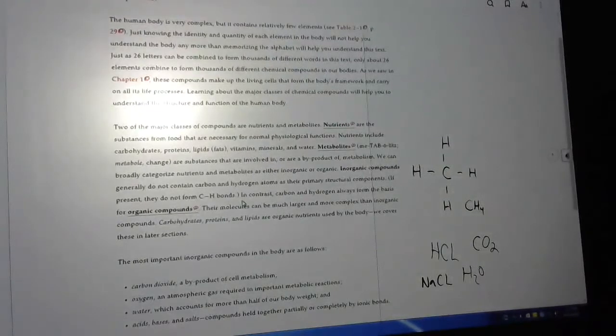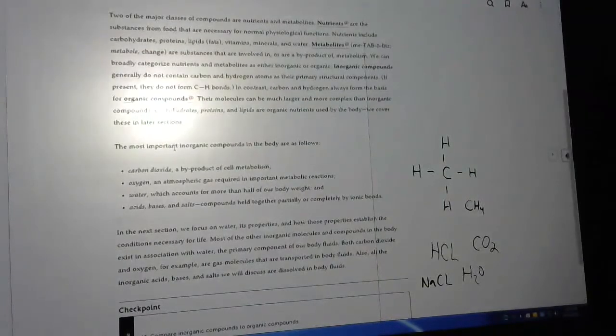So two major classes of compounds are nutrients and metabolites. Nutrients are the substances from food that are necessary to perform physiological functions. Nutrients include carbohydrates, proteins, lipids, vitamins, minerals, and water. Metabolites are the substances that are involved in or the byproduct of metabolism. There's your inorganic and organic compounds.